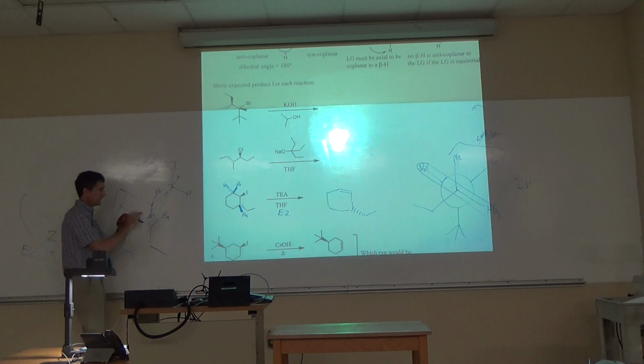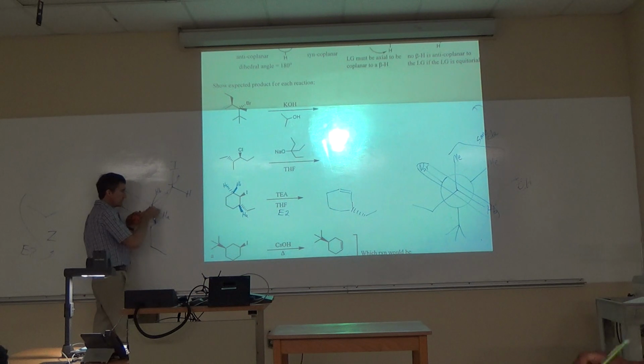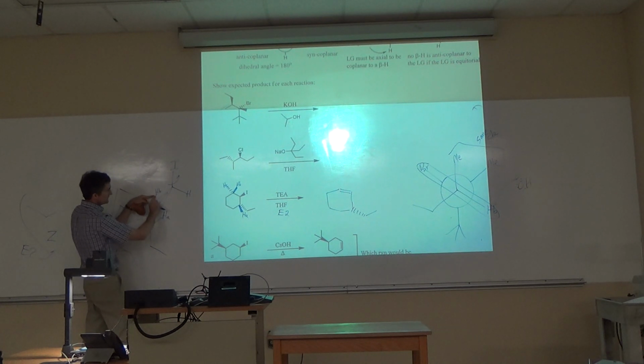Reason being, we didn't mention it before, is when these electrons move in, they're almost coming in directly behind the leaving group. Sort of like backside, which might sound familiar. See, if we took this H, the electrons would be coming in sort of side-side. These can come in backside, sort of analogous to that.